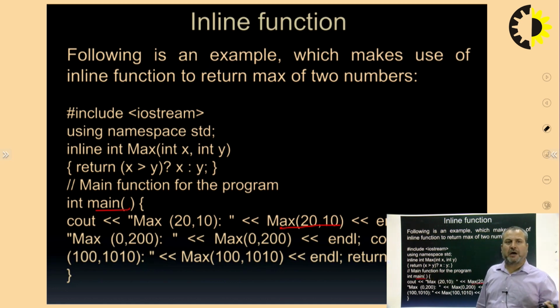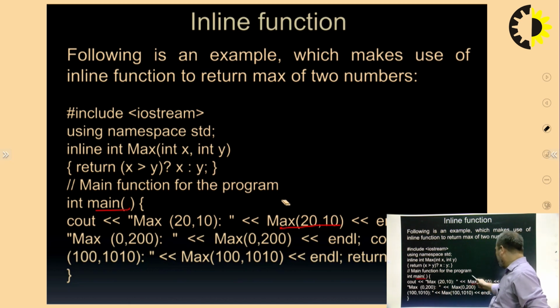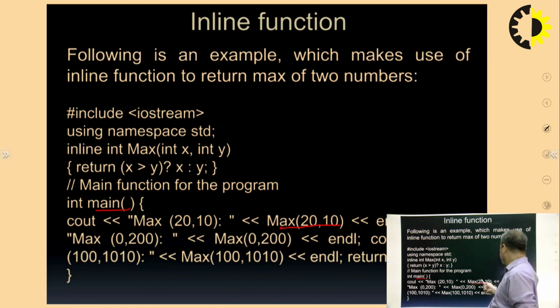So the cost of jumping and evaluating will be reduced. It will simply replace. If x is greater than y, this becomes the maximum; if not, then the other becomes the maximum. If we just call the function like this, the maximum will be 20. So this is an inline function, meaning the function code is written in the same line where it is declared.